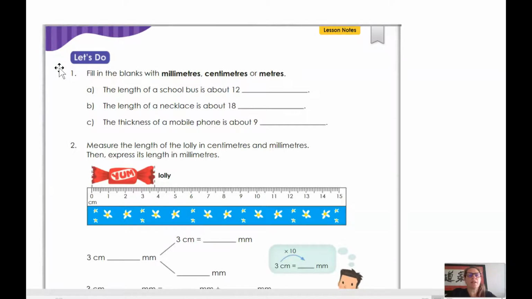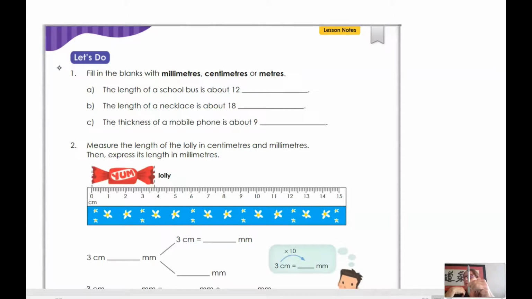So it says fill in the blanks with millimetres, centimetres, or metres. So the length of a school bus is about 12 what? Well, here's my pen, and I can tell you my pen is centimetres.